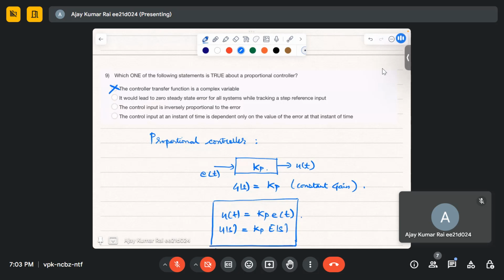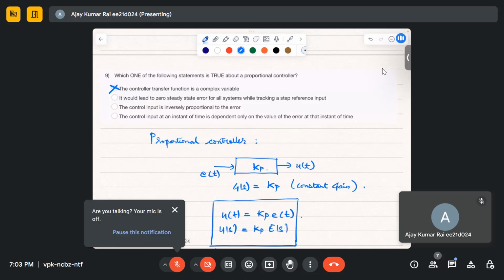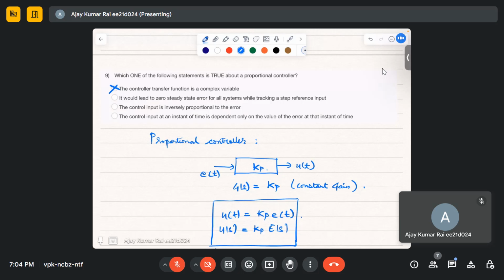Second statement: it would lead to zero steady state error for all systems while tracking a step reference input. You have seen in the theory also that this proportional controller will have a definite steady state error, not zero. So this is also wrong. Further in the course, you'll see how the steady state error is non-zero if you are using this proportional controller.